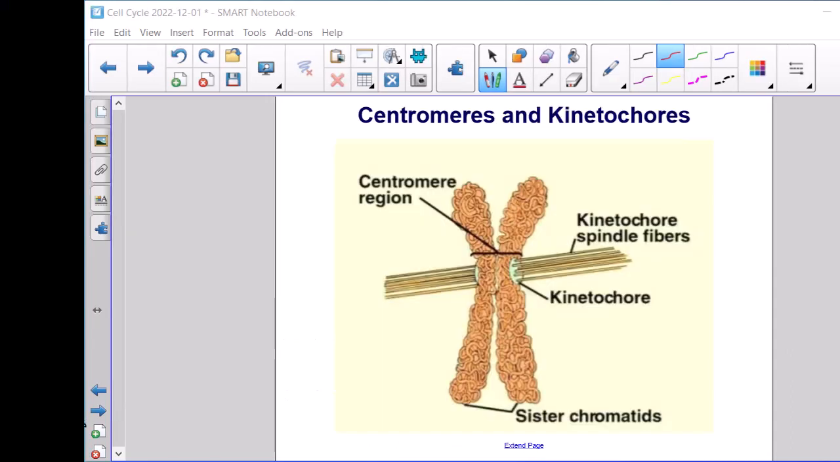Here's a closer look at centromeres and kinetochores. So we have a chromosome here with two sister chromatids. This is the spindle fiber that attaches at the kinetochore. This entire thing is the centromere region.